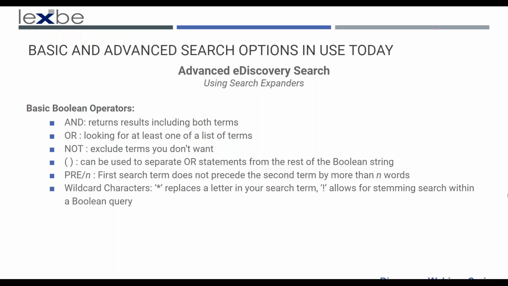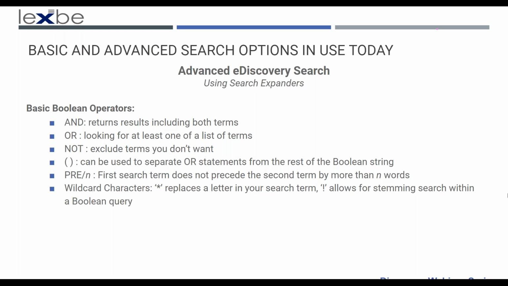The basic Boolean operators that will be used are going to be the AND, that will obviously return both terms. So apple AND pear will give you a document that has both apple and pear in it. The OR operator is going to give you at least one of a list of terms.